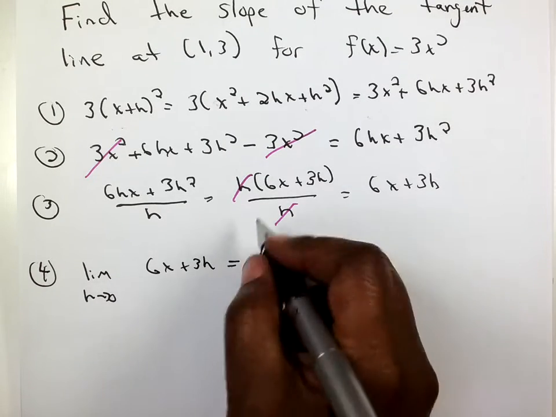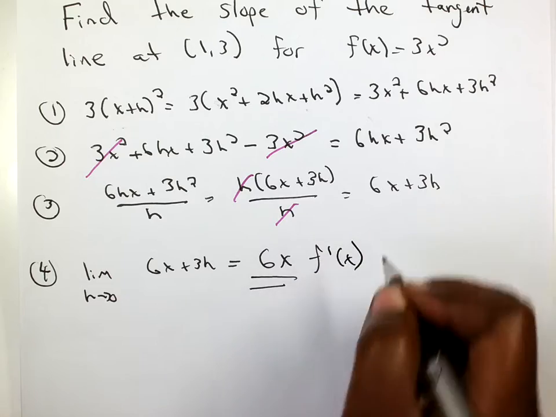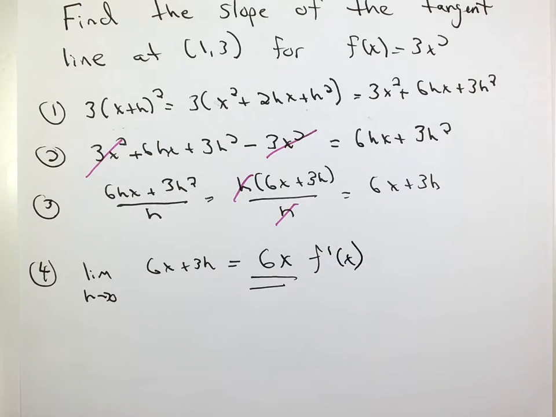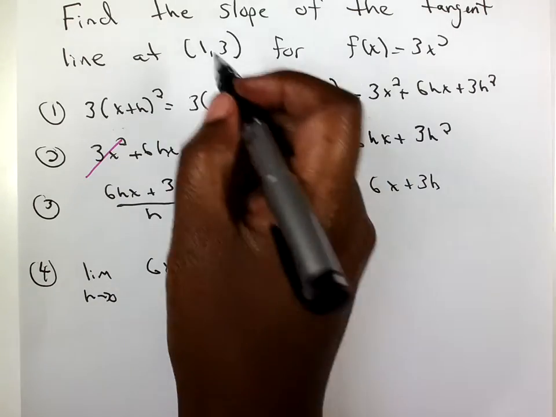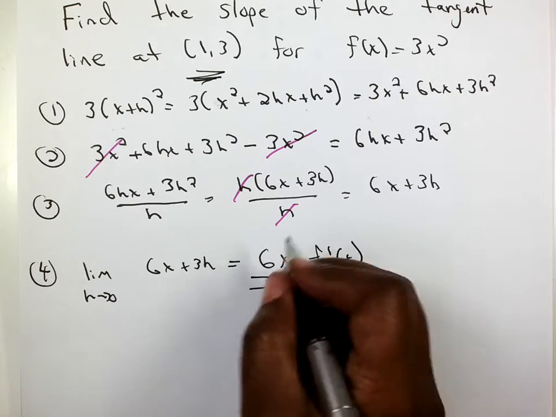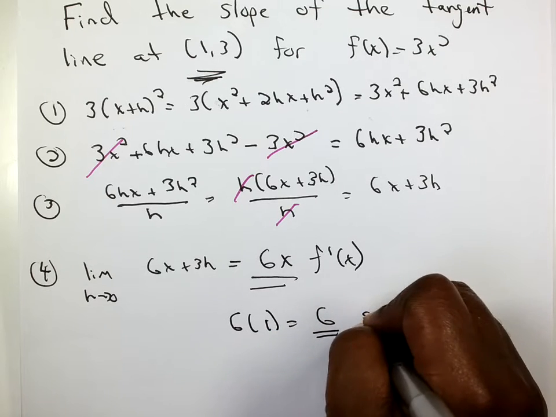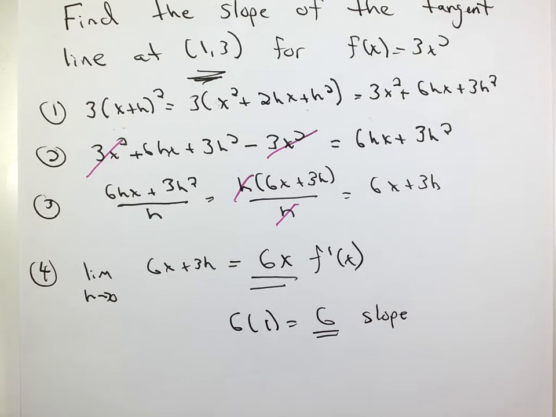Now that I have this formula, which is the derivative, I can find the derivative at any point I want. For this problem, we wanted it at the point (1, 3), so I just have to plug in 1 for x. So the slope at the point (1, 3) is just 6 times 1, and it gives us 6.